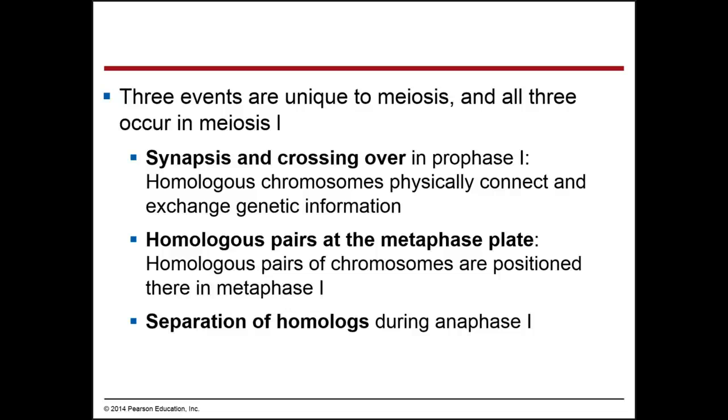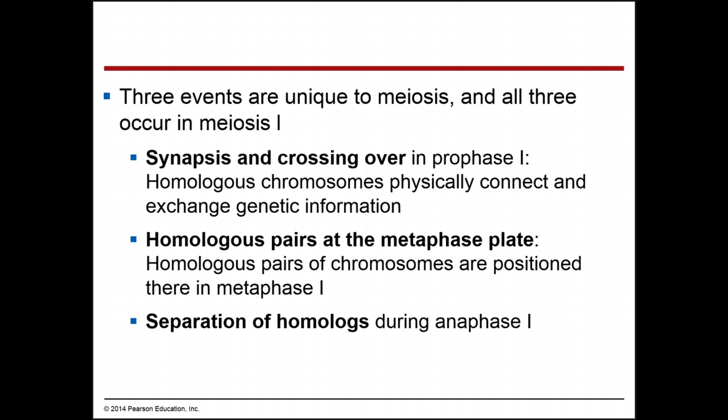When talking about meiosis, there are three events unique to meiosis that do not occur during mitosis, and all three of these occur in meiosis 1. Synapsis and crossing over in prophase 1. Homologous chromosomes physically connect and exchange genetic information. Homologous pairs line up at the metaphase plate, and then there's separation of the homologs during anaphase 1.